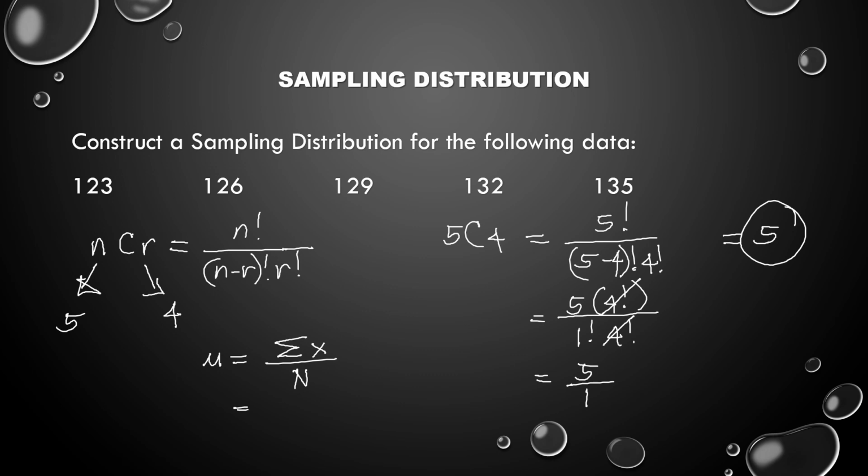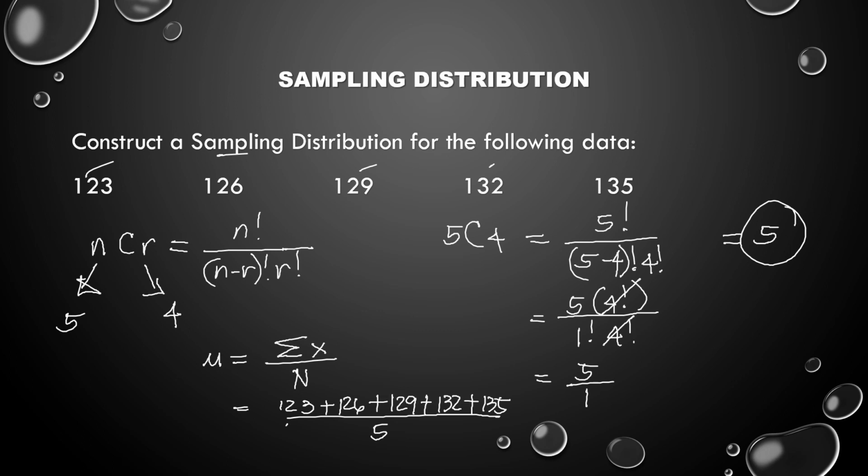Our x values: we've got 123 added with 126, added with 129, 132 and 135. We divide that by our 5 as the population size, because we've got 5 data: 1, 2, 3, 4, 5. Computing for that, if you've got a calculator, you can compute along with me. We have 123 plus 126 plus 129 plus 132 plus 135. We divide that by the population size, which is 5.